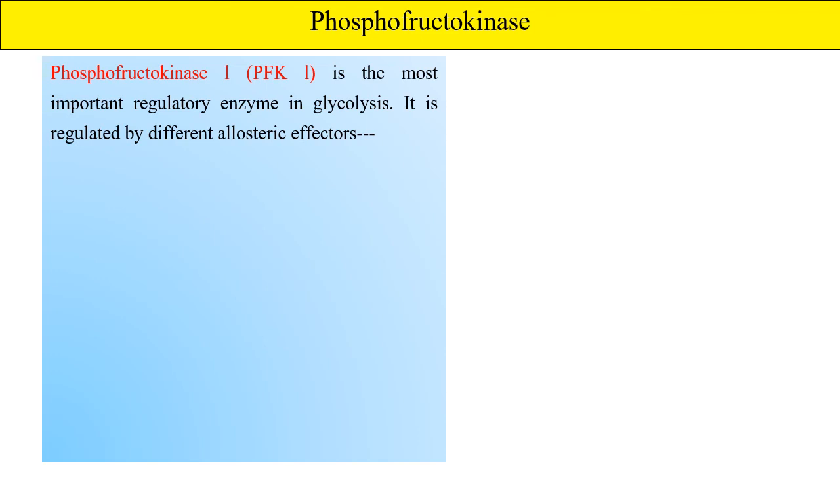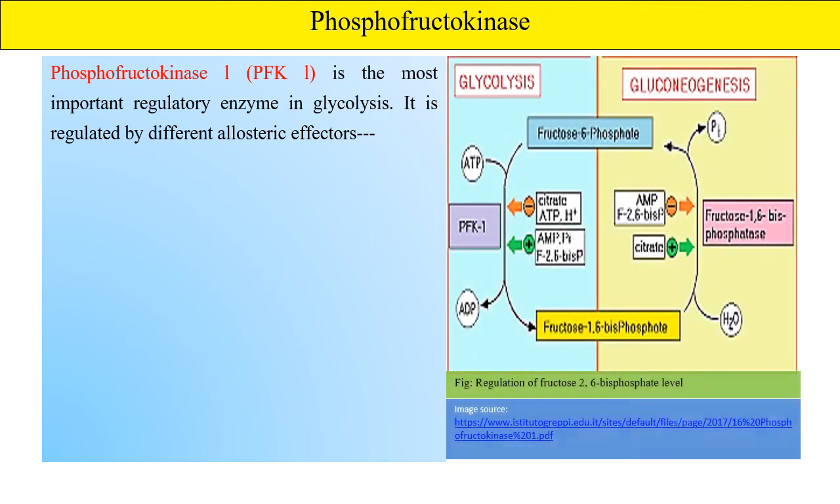Phosphofructokinase 1 is the most important regulatory enzyme in glycolysis. It is regulated by different allosteric effectors. The allosteric inhibitors are ATP, citrate, and hydrogen ion. Physiologic concentration of ATP in resting muscles inhibits phosphofructokinase 1 allosterically and reduces its substrate affinity for fructose-6-phosphate. Citrate is a tricarboxylic acid cycle intermediate which acts allosterically and augments the negative allosteric effects of ATP on phosphofructokinase 1.